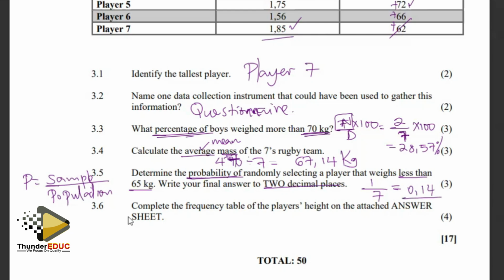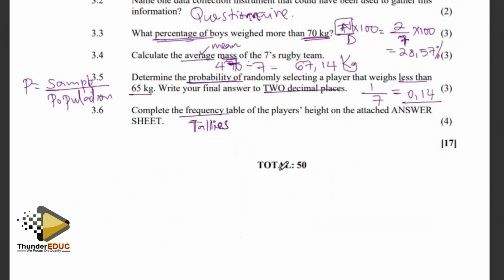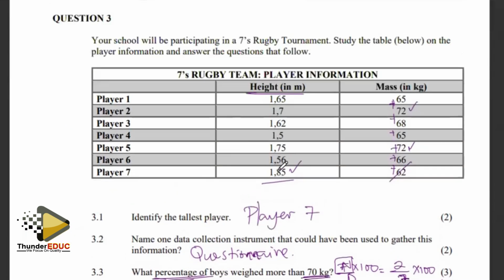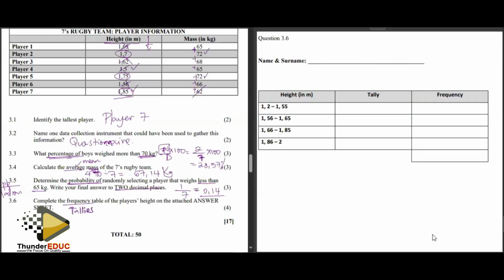So question number 3.6. Complete the frequency table. The moment you hear frequency table, that means we have tallies to finish. We are going to use tallies to accomplish this. Allow me to use this other table here. All right. We shall be answering the frequency table.